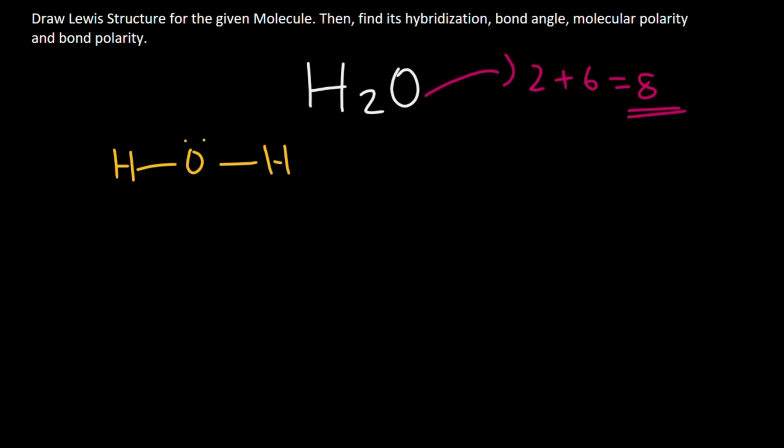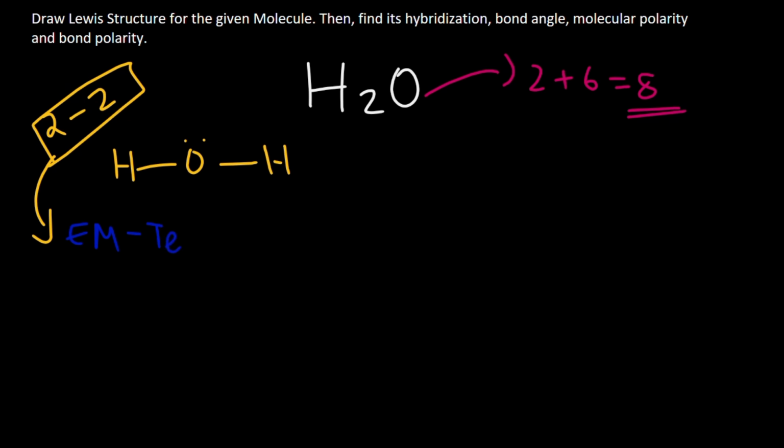Okay, now when you see this, you notice that this has two bonding sites and two lone pairs. So it's a 2 to 2, which means that its electron geometry is going to be tetrahedral. And molecular geometry, it's going to be bent.